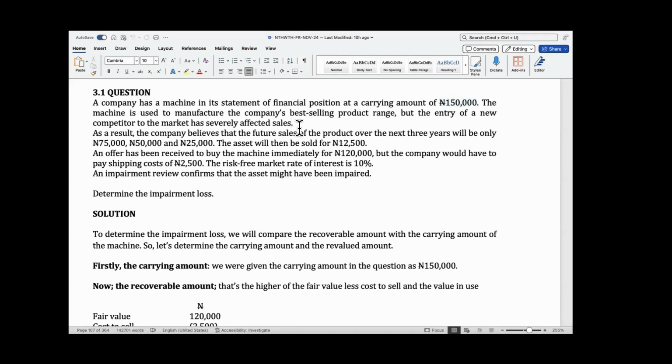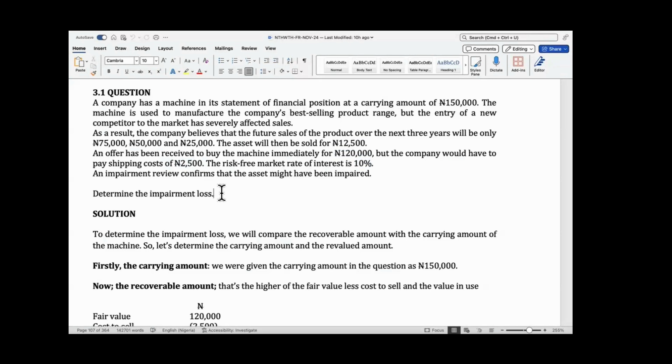As a result, the company believes that the future sales of the product over the next 3 years will be only 75,000, 50, 25. The asset will then be sold for 12,500. An offer has been received to buy the asset immediately for 120, but the company would have to pay a shipping cost of 25. The risk-free interest rate is 10%, and the impairment review confirms that the assets might have been impaired. Determine the impairment loss.